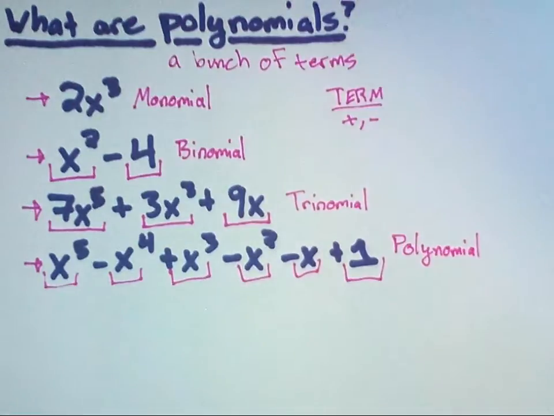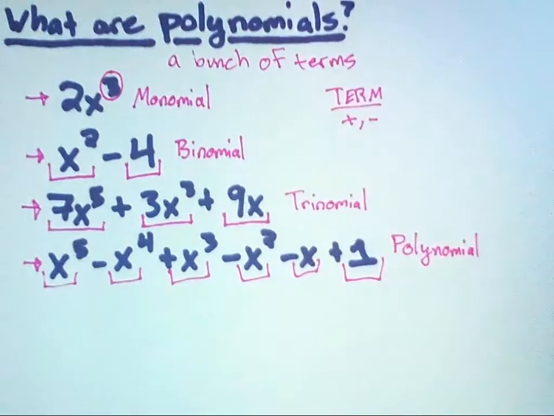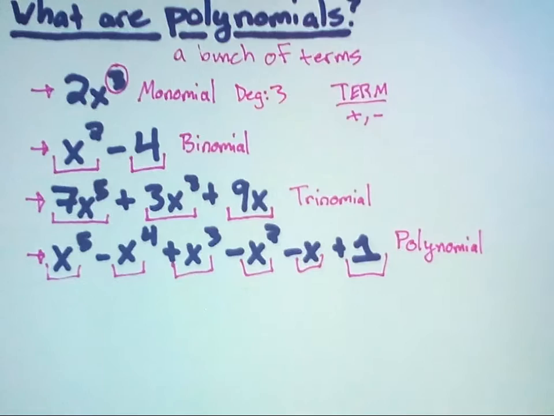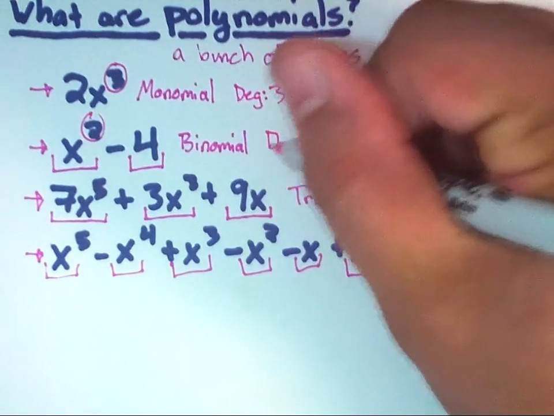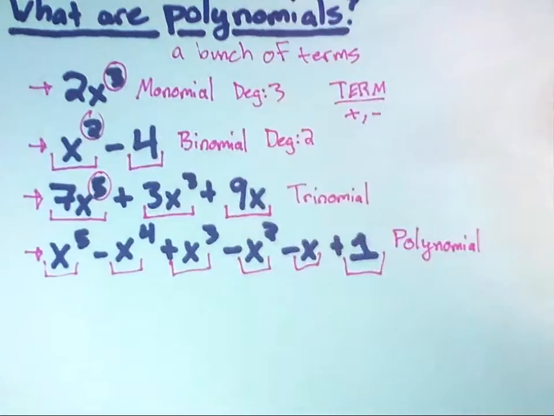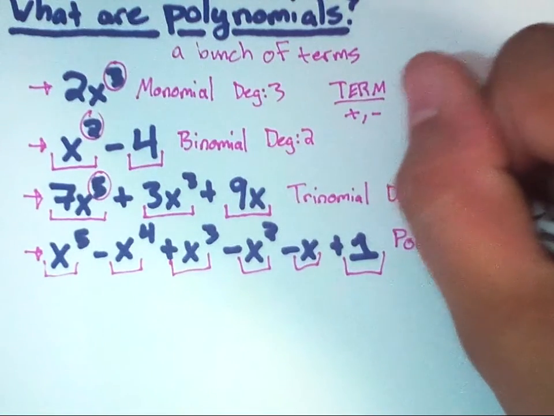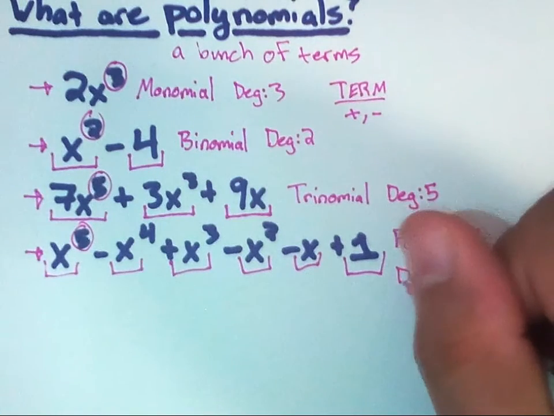Now, degree. Degree is just a reference to the biggest exponent in a problem. So for instance, in the first example, cubed, so the degree equals 3. In the second example, we have a squared, and it's the only exponent we have, so the degree in this problem is 2. In the third example, the biggest exponent we have is 5, so the degree would be 5. And the last example, it actually happens to be 5 again.